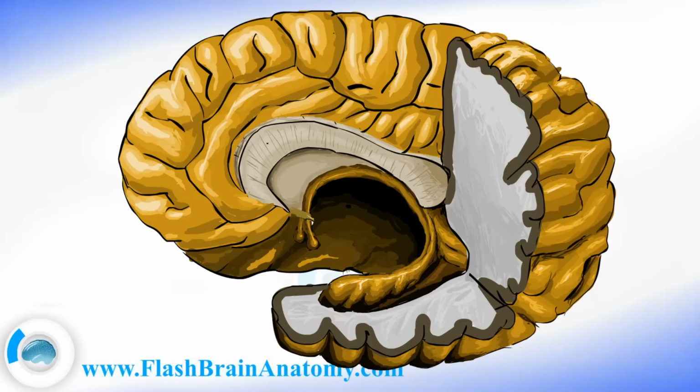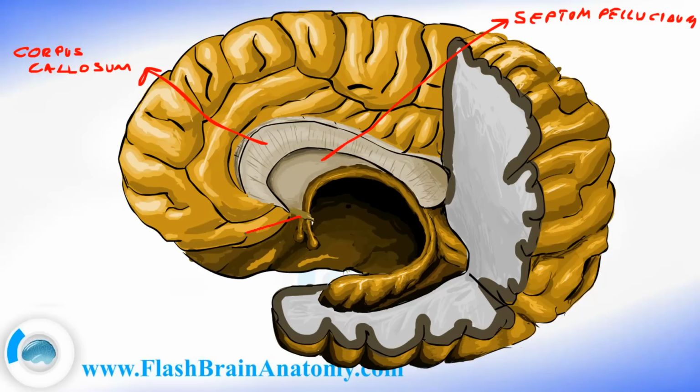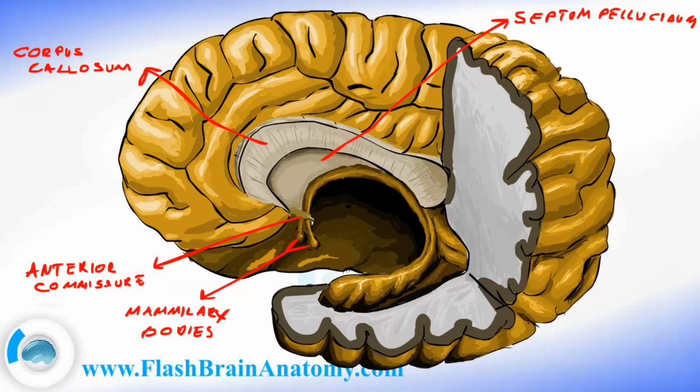This over here was the corpus callosum. This over here was the septum pellucidum. This was the anterior commissure. These two bodies were the mammillary bodies. Then we had the fornix, then the hippocampus over here. We had the lateral ventricle, this space over here.